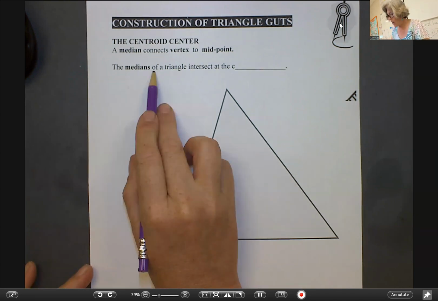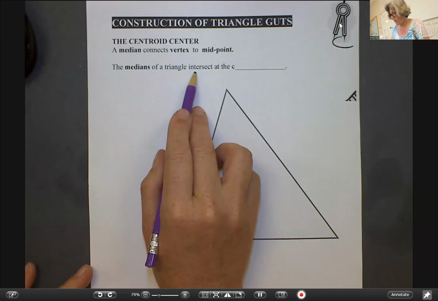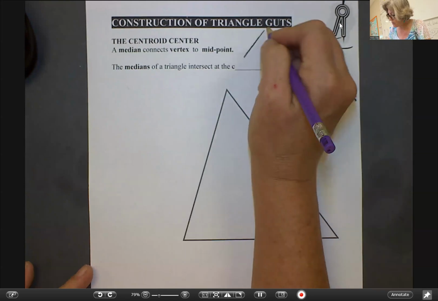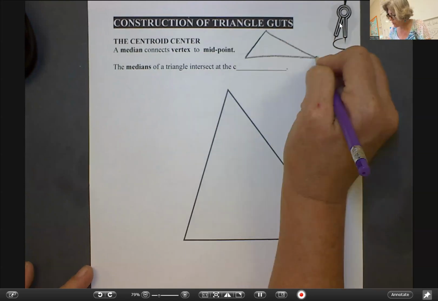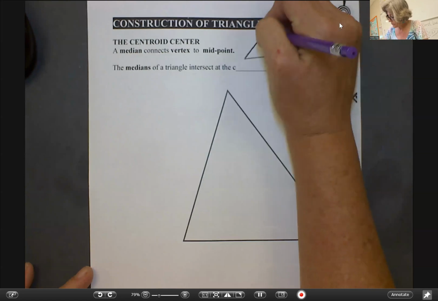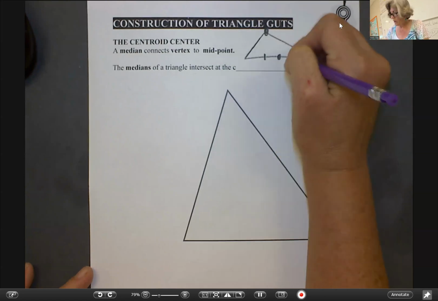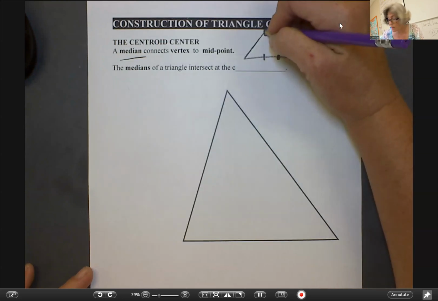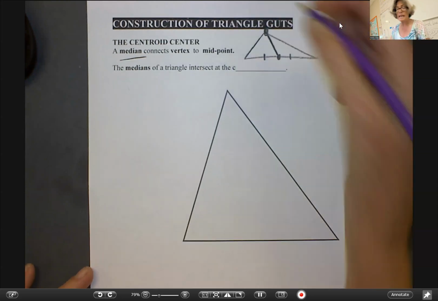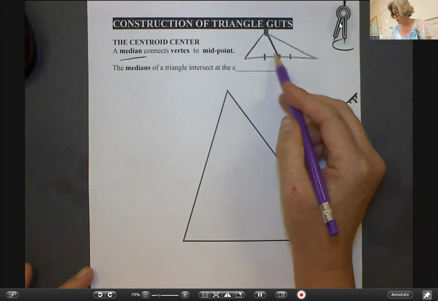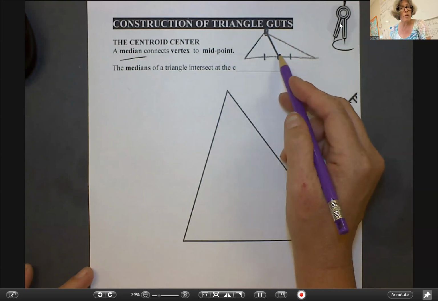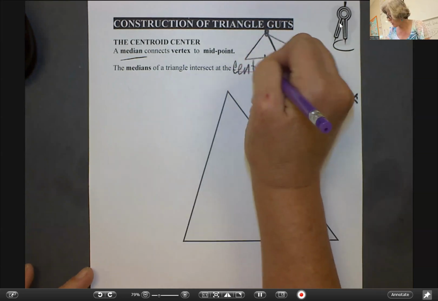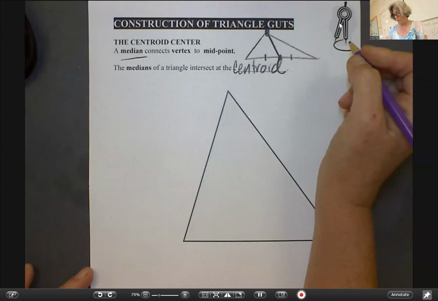A median of a triangle. A median connects vertex to a midpoint. So let's do just a quick sketch. A median connects vertex to midpoint. That's a median, vertex, midpoint. When you have two or more medians, they cross at the centroid.